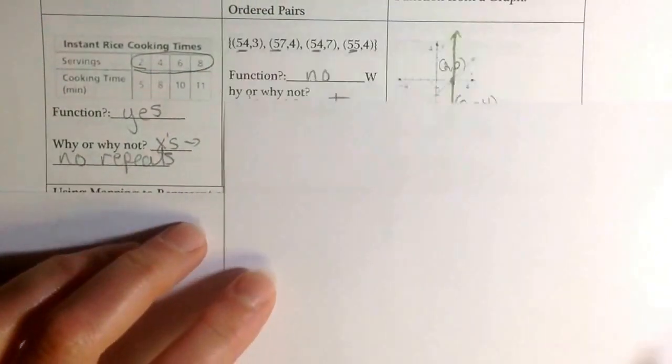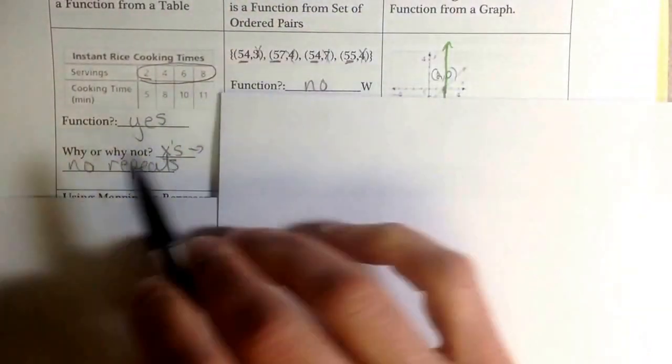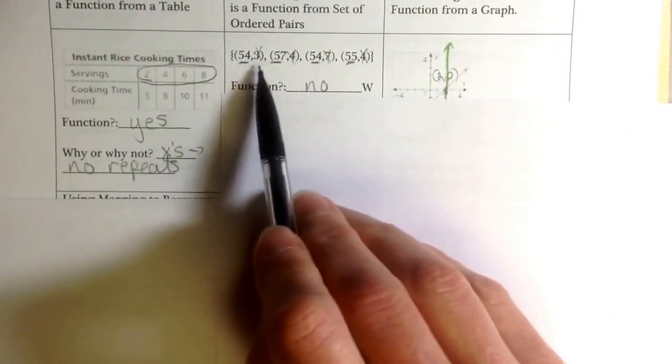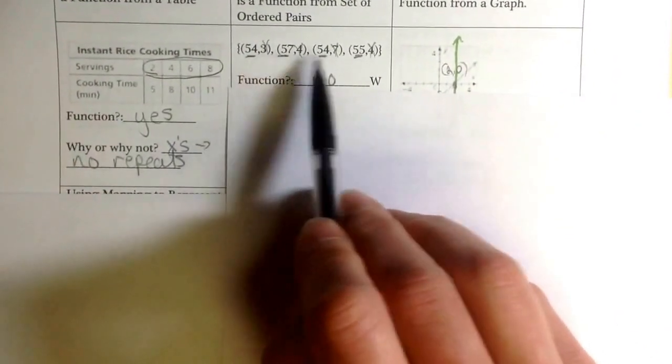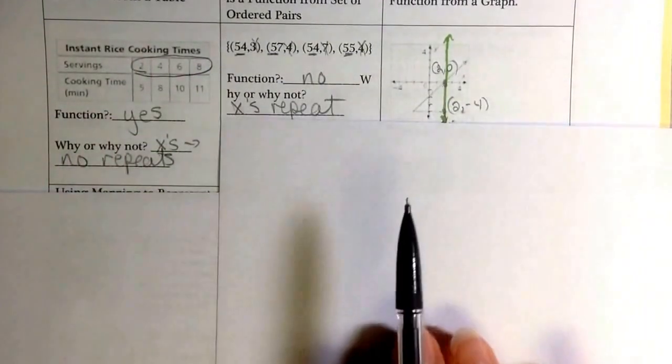Now, when we look at the set of ordered pairs, we are, again, only looking at the x's. It doesn't matter what the y's are, so you can just cross those off. But we're looking at the x's, and here we have 5 and 4 repeat. So that is not a function because the x's repeat.